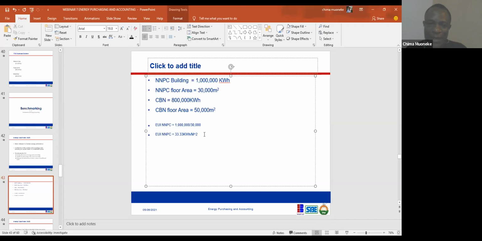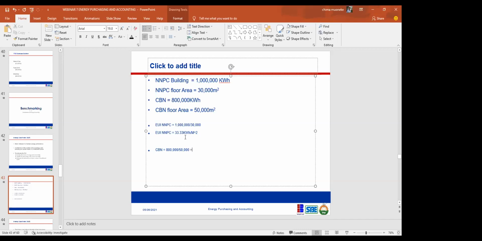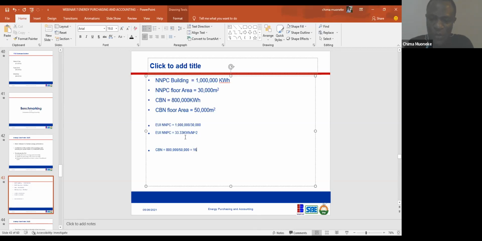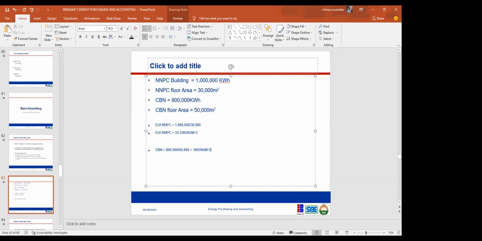Now let us calculate for CBN. What will be the CBN energy use index? We take their energy consumption, which is 800,000, divided by their floor area, which is 50,000. So what do we have? 800,000 divided by 50,000 is 16. Correct. So we have 16 kilowatt hour per square meter.